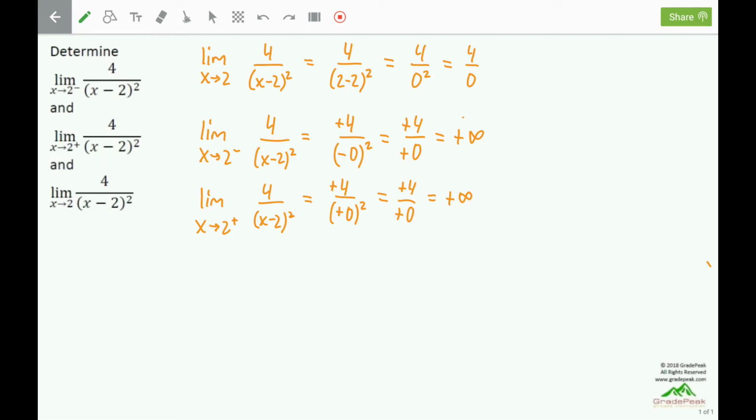The two-sided limit depends on the results of the two one-sided limits. They match each other here. The two-sided limit will also be positive infinity. And there's the results of the three different limits.